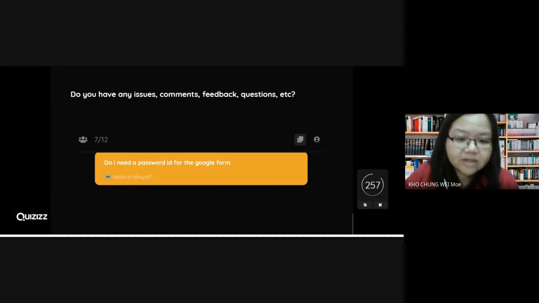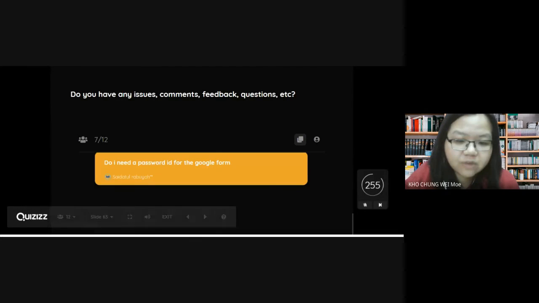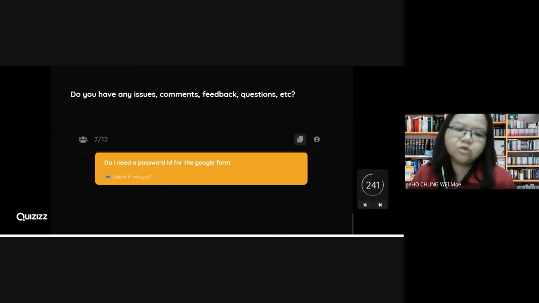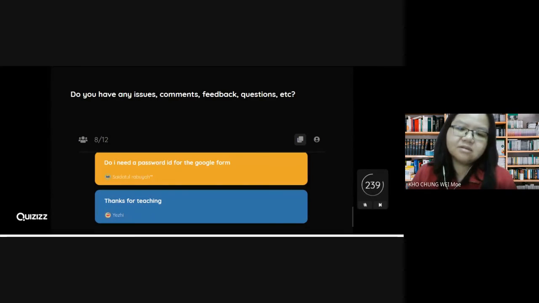Do I need a password ID for the Google form? I'm not sure how they're setting the Google form. Normally, we will set it with an email address. So you might need to use your Google Classroom email address to log onto the Google form. So yes, you need the password if we are using the Google Classroom ID.